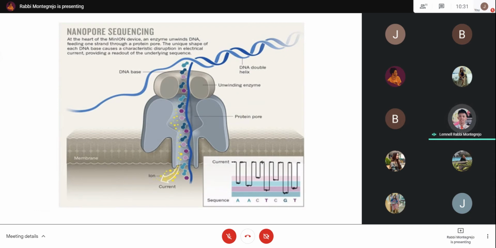and as it does, the electrical current across this part of the membrane is disrupted upon the crossing of a strand, and this disruption can be interpreted by a computer to signify a base call. So for instance, if the nucleotide is adenine, then the disruption is specific to adenine, a current recognizable by the computer, as seen in this figure.